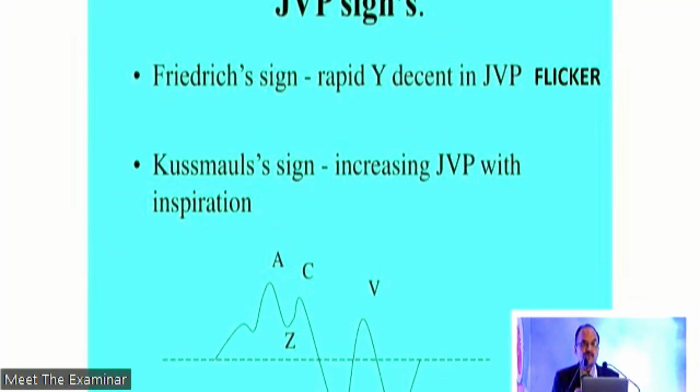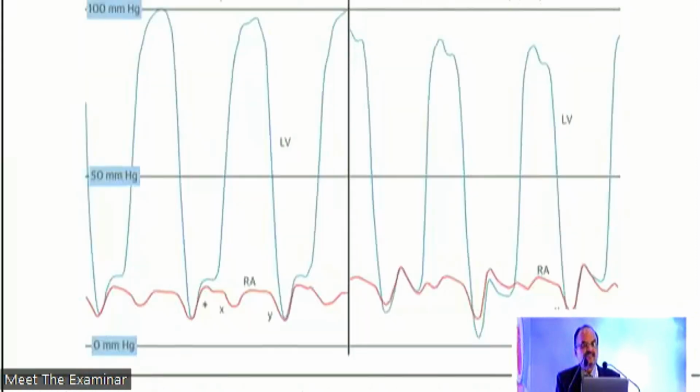The difference between the Y wave of constrictive pericarditis and restrictive cardiomyopathy is also in the type of Y wave that you see. In constrictive pericarditis, you will have a flicker, and that particular sign, as I said, is called Friedreich sign.